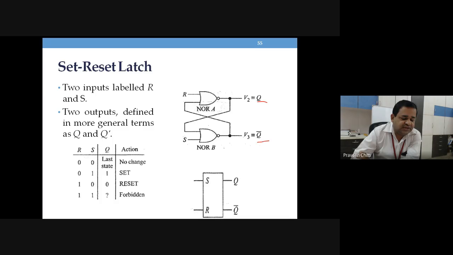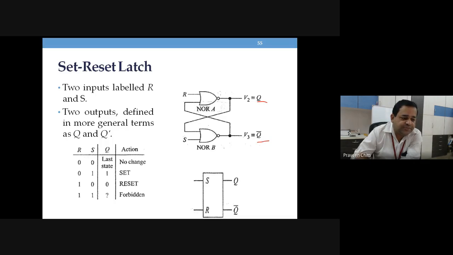And we have not shown any clock here, so that's why it is called a latch. If you add a clock to this, then this latch becomes an SR flip-flop, right? So now we have two inputs R and S and the two outputs Q and Q bar, and you have to explain the operation of this circuit.